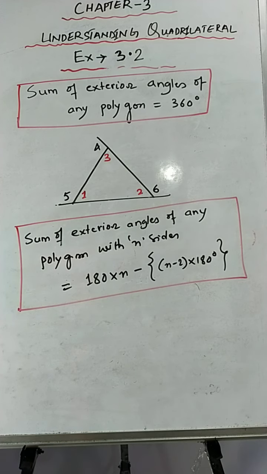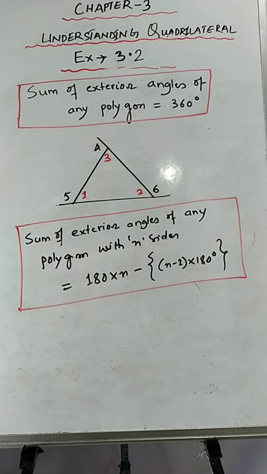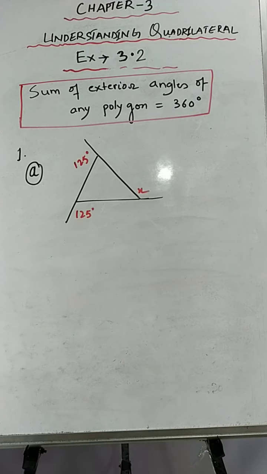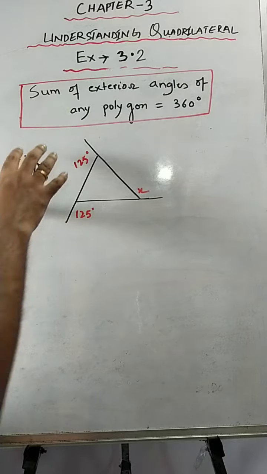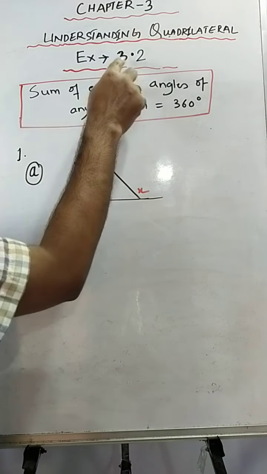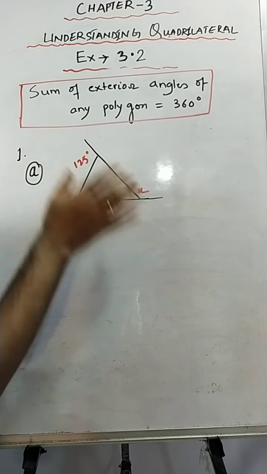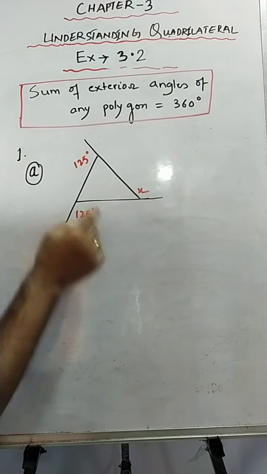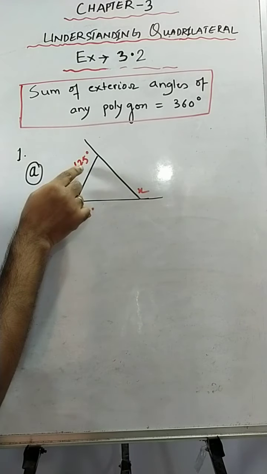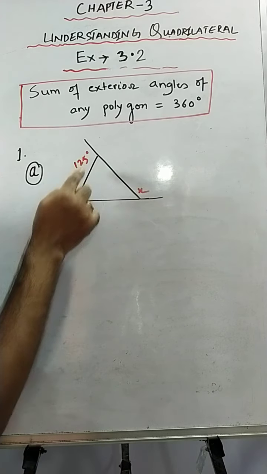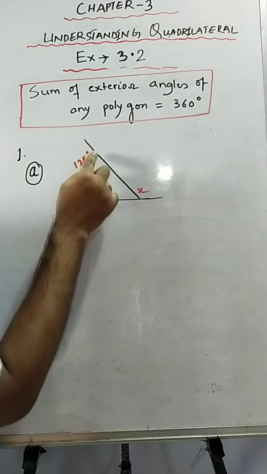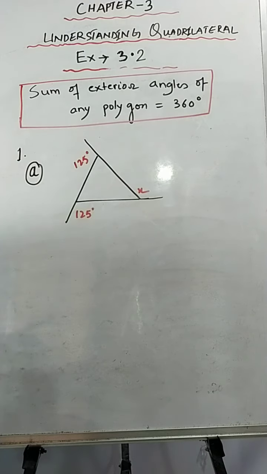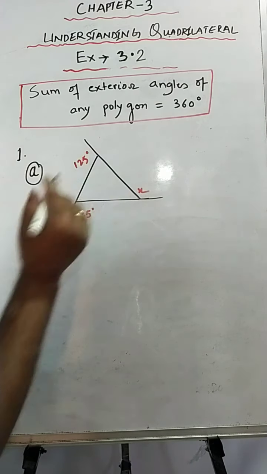Fine. Now let's do question number 1, sum number A of exercise 3.2. So we have just learned that the sum of exterior angles of any polygon is equal to 360 degree. Now if you see the figure, all these angles are exterior angles. And what is the name of the polygon? The name of the polygon is triangle. So what will we write? How to get the value of x?